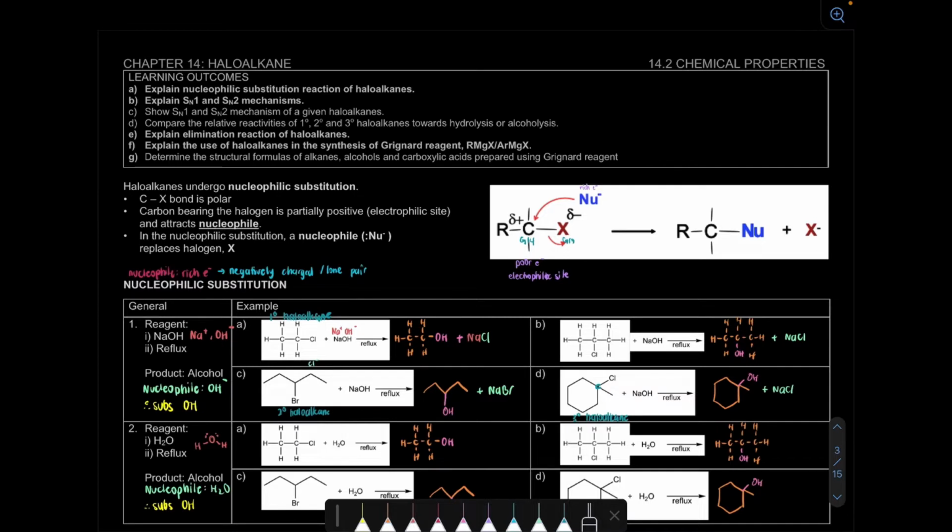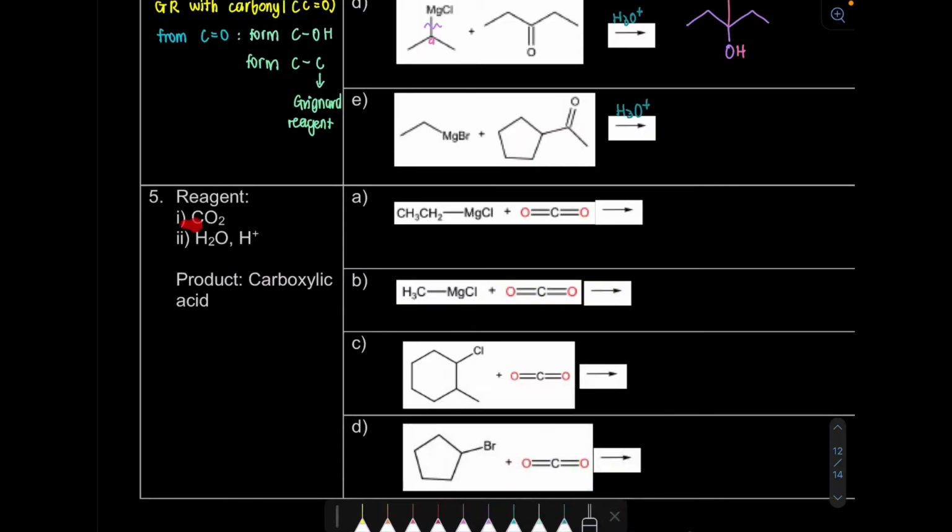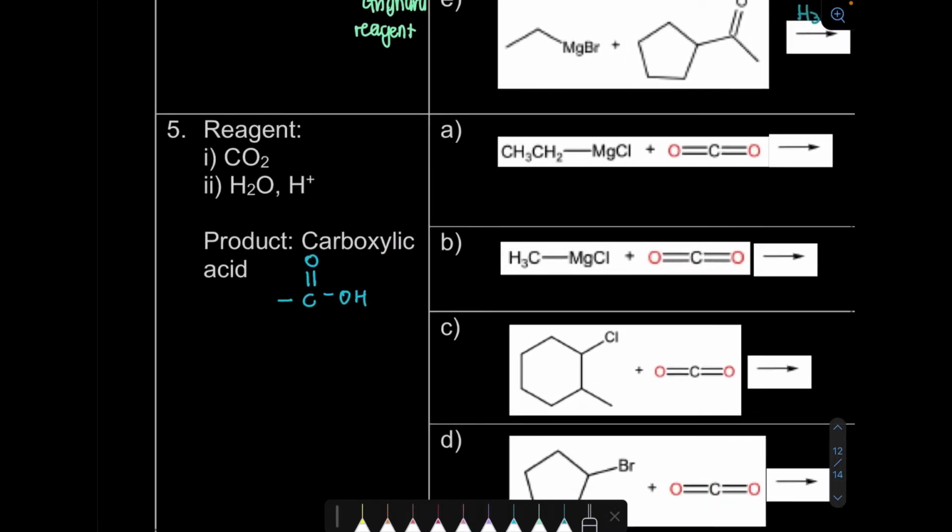So we're going to look at what happens when we react our Grignard reagent with CO2, on page 12. Okay, so number 5, the reagent is CO2 and H2O, H plus. The product is a carboxylic acid, which is C double bond O and OH. So what happened here is that our reagent carbon dioxide actually has two C double bond O. One of them we're going to maintain as C double bond O. Another one we're going to change from C double bond O to COH.